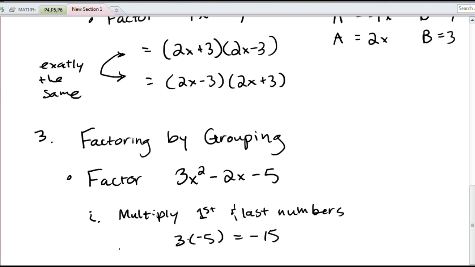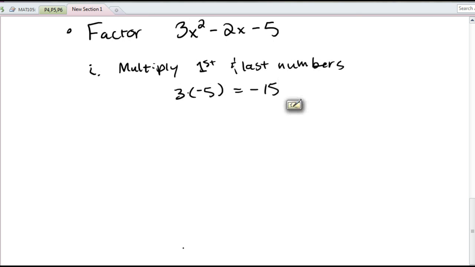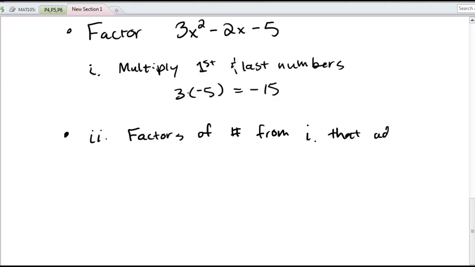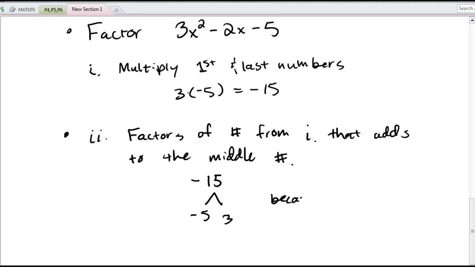Well, we want to look for step 2. We want to look for factors of the number from step 1 that add to the middle number. Okay, so in this specific case, what we want is factors of negative 15 that add up to the middle number, negative 2. So in this case, that's going to be negative 5 and positive 3, because negative 5 plus 3 equals negative 2. This number up here that we were looking at.